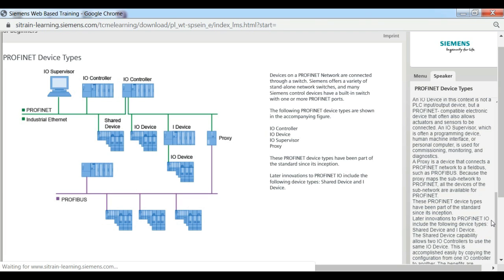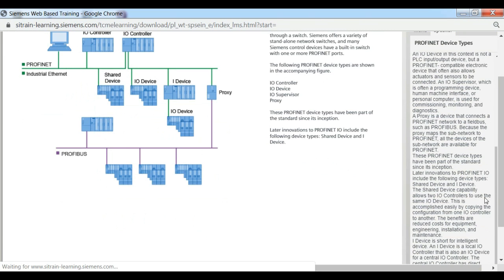Later innovations to Profinet I/O include the following device types: shared device and iDevice. The shared device capability allows two I/O controllers to use the same I/O device. This is accomplished easily by copying the configuration from one I/O controller to another. The benefits are reduced costs for equipment, engineering, installation, and maintenance.